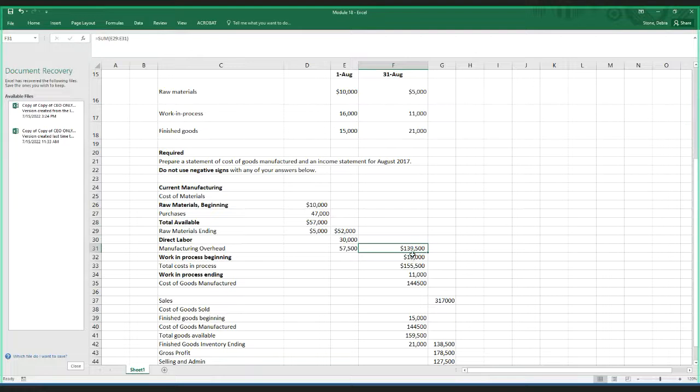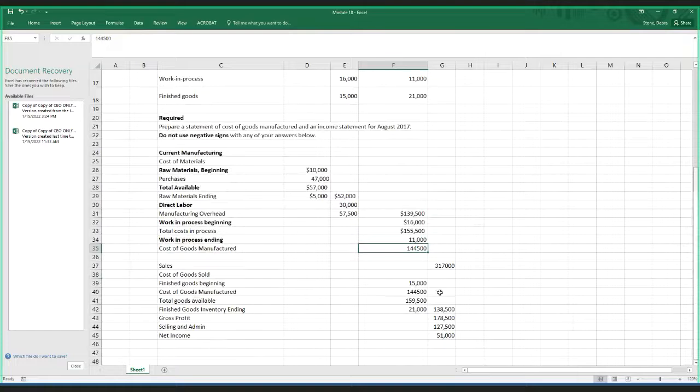Then we have to adjust it for work in process. So we add the beginning amounts, which I got from up above, right here. And we have the total costs in process, and then we take the ending work in process, which is coming from here, and we get the cost of goods manufactured.